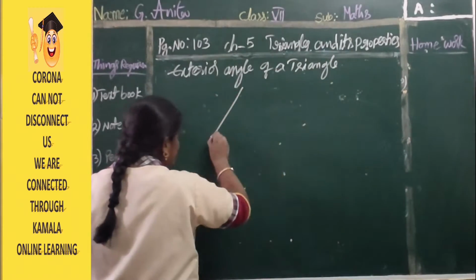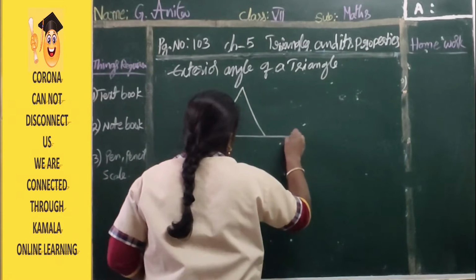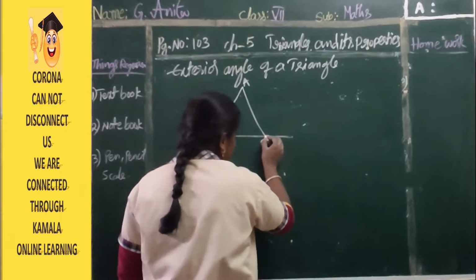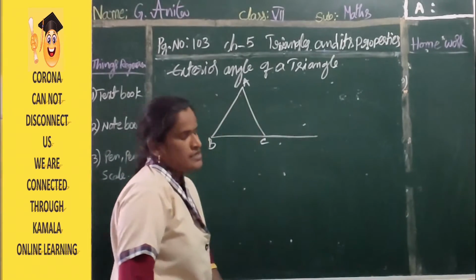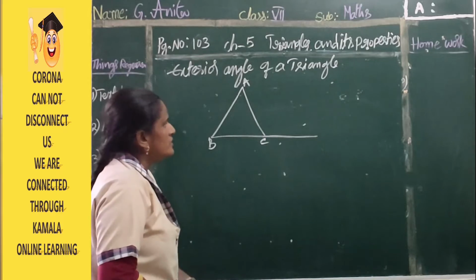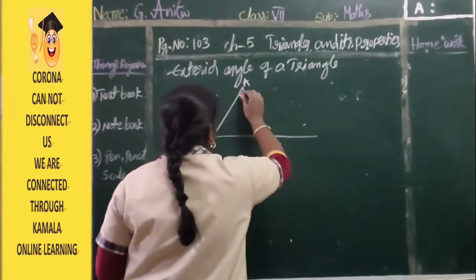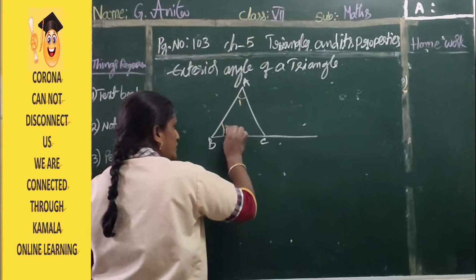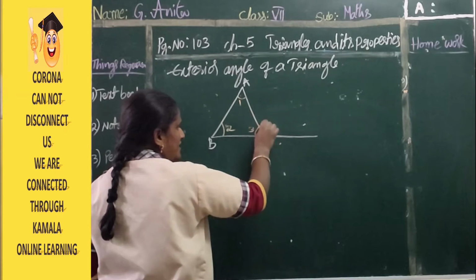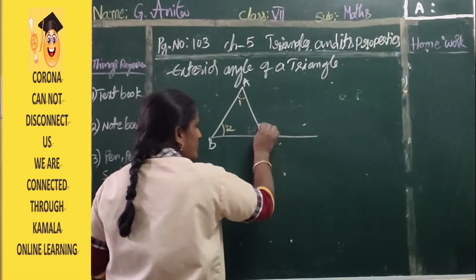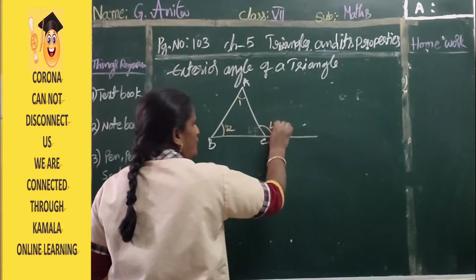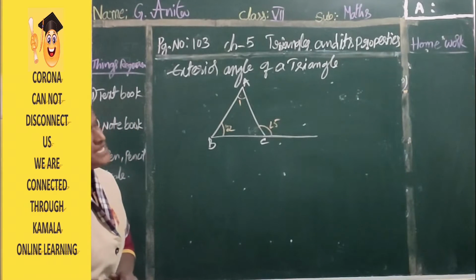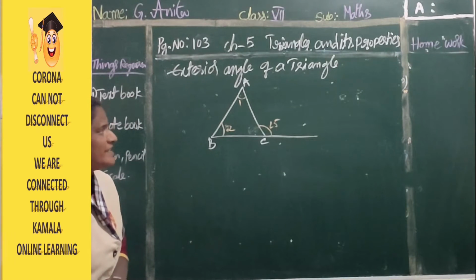Already you know, for example, this triangle is there like this, ABC. So triangle ABC, C will be extended. So it will be an extended point. Here one angle is given. Here two angle is given. Angle 2, angle 3. And angle 4 or 5 angle is given. So here which angles are exterior, which angles are interior?